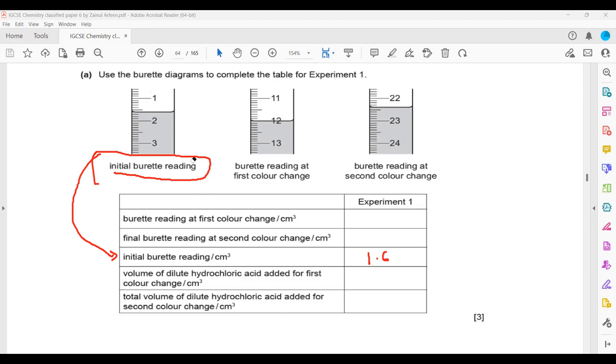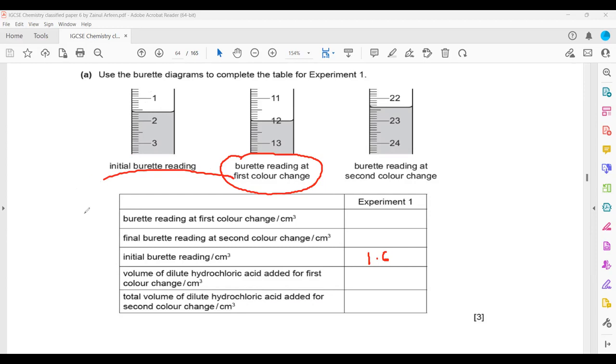Yes. Then the burette reading at the first color change means this value. How much is this? We always use the bottom of the meniscus, so it looks exactly 12. But don't write 12, write 12.0, because the smallest value which can be recorded is 0.1 cm cube. So that's equal to 12.0.